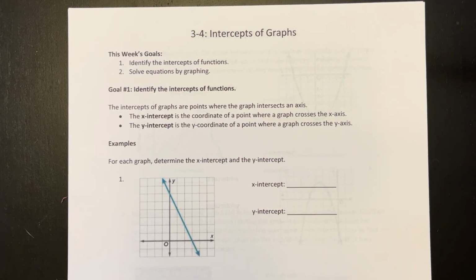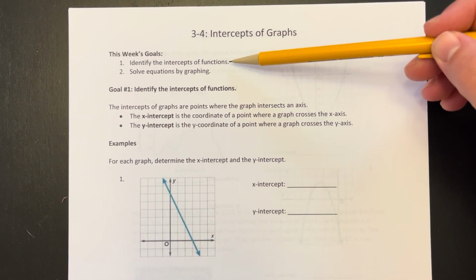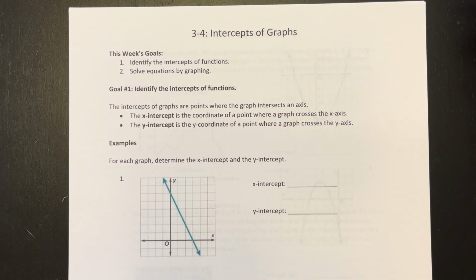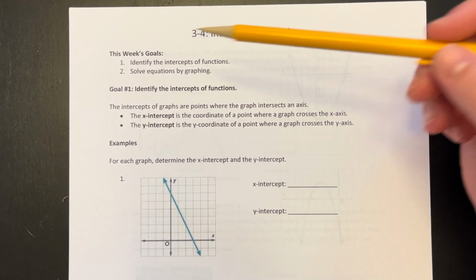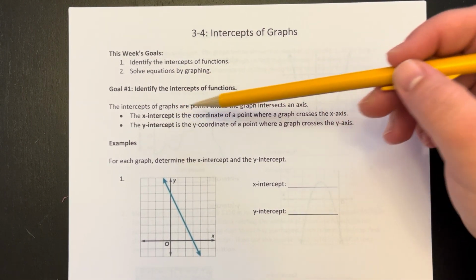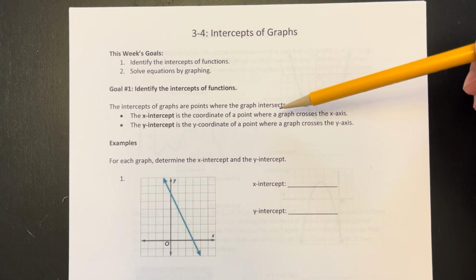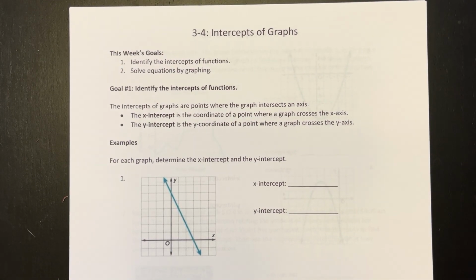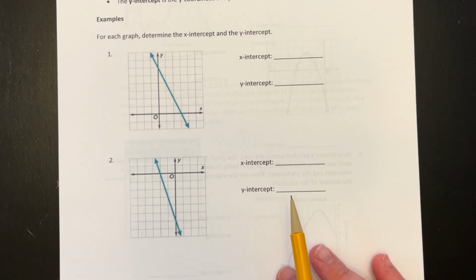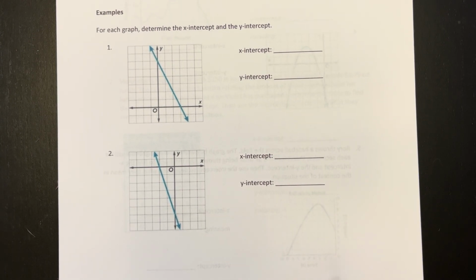Hey guys, in this video we're going to be talking about the first of this week's goals, which is to identify the intercepts of functions. We're going to do that by talking about graphs and tables. So first of all, we know that an x-intercept is the coordinate of a point where a graph crosses the x-axis. And then similarly, the y-intercept is the y-coordinate of a point where a graph crosses the y-axis. So for starters, we're just going to identify where the x and y-intercepts are on graphs.